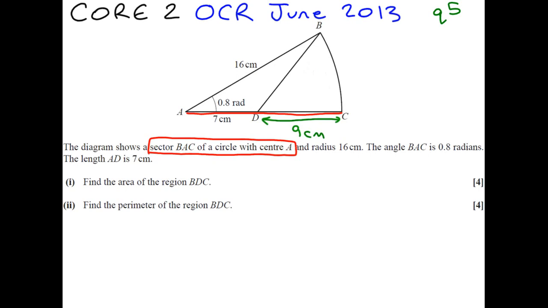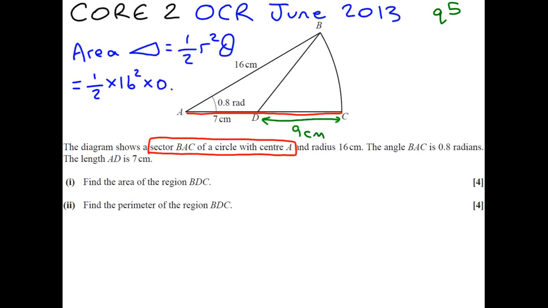So, area of a sector, we need the formula. I like to use little diagrams when doing this so that we don't have to write out sector. We draw a little sector. A half r squared theta. You need to learn that. So our radius is 16, so it's a half times 16 squared times 0.8, and if you put that straight into your calculator, 102.4, and that is centimeters squared because we're talking about area.